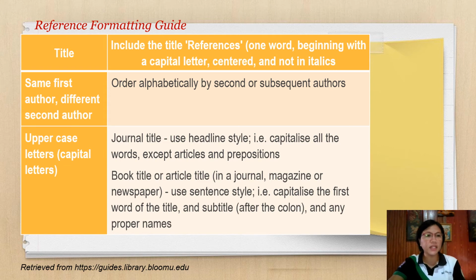Another formatting guide is, say for example, we have same first author and different second author. We have to order alphabetically by second or subsequent authors. The uppercase letters or the capital letters. For journal title, use headline style. Example, capitalize all the words except articles and prepositions. For book or article title, in a journal, magazine, or newspaper, use sentence style. Capitalize the first word of the title and subtitle after the colon and any proper names.